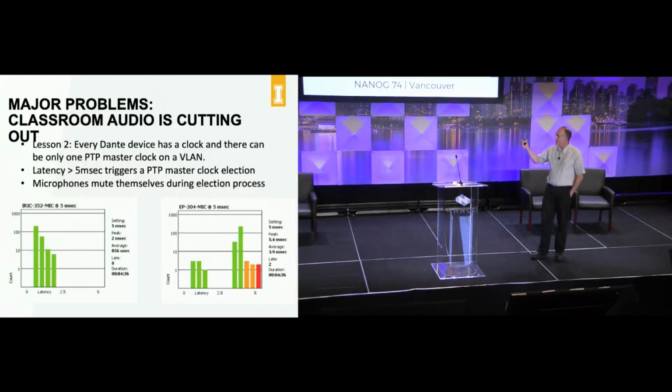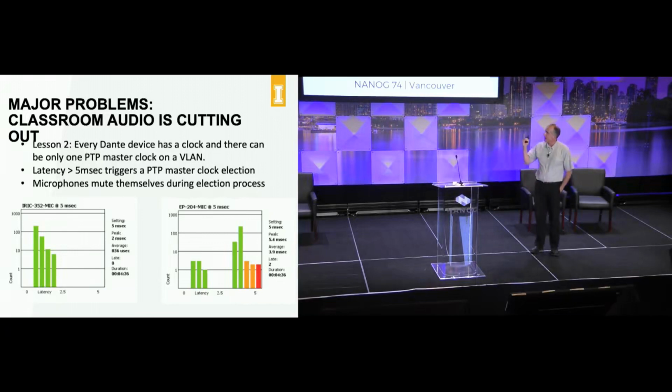But it turns out, no, it's the Dante protocol going into election mode over and over again. Because there can be only one. It's Highlander in the Dante world. There must be one master clock on this VLAN between multiple buildings.